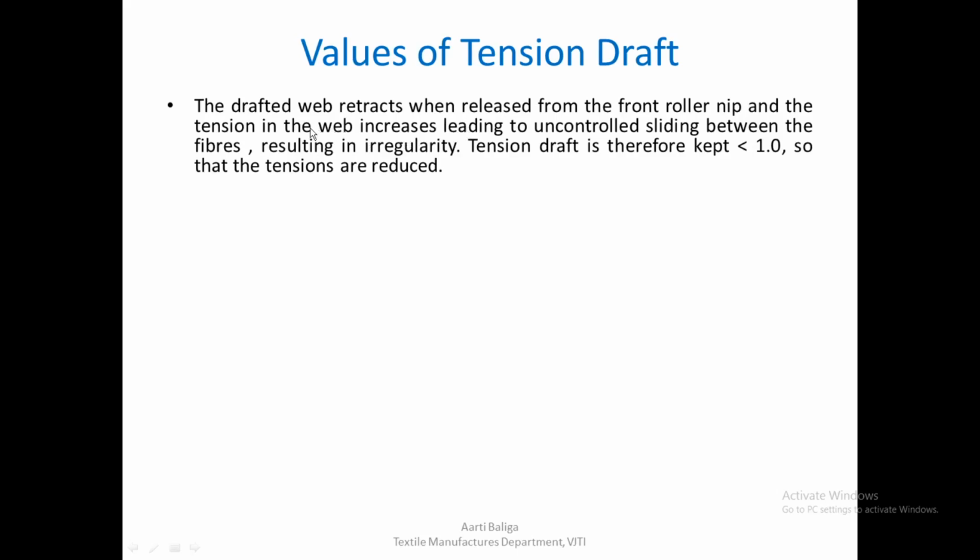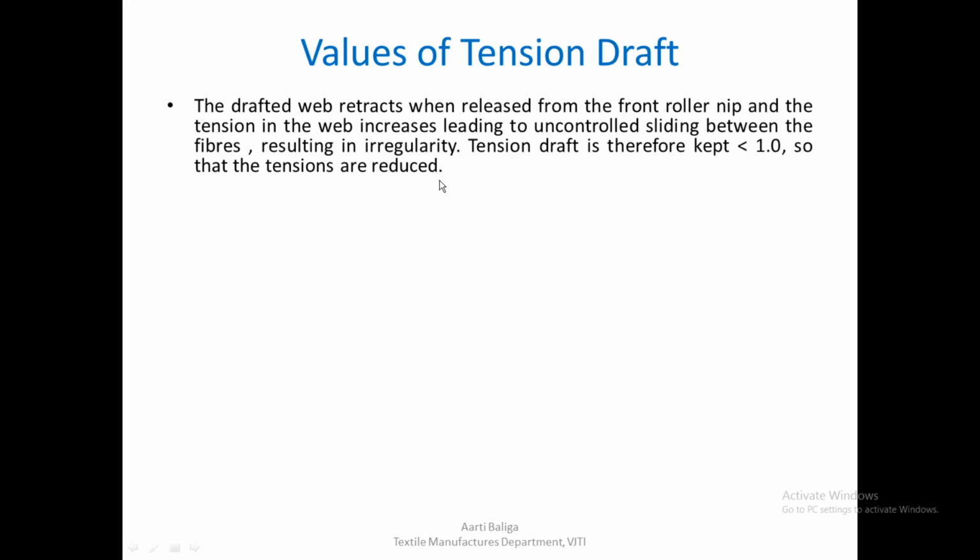So why this tension draft, and what should be the value? Let us understand that. A drafted web, as soon as it is coming out from the front roller nip, will try to contract or retract, and the tension in the web starts to increase, leading to uncontrolled sliding, because the fibers will try to slide against each other as soon as they are freed from the front roller nip. This might result in a lot of irregularity.